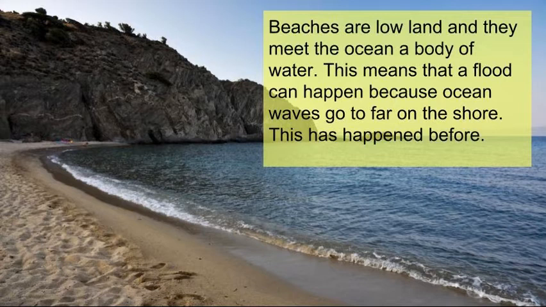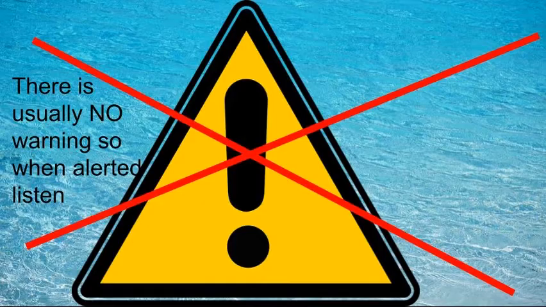Floods can affect many different types of land. They mostly occur when flat, low land meets a body of water. They only take minutes to form. Floods can come without warning and flood your town from nowhere. Since there is no warning, when you're alerted, listen so that you don't get killed.